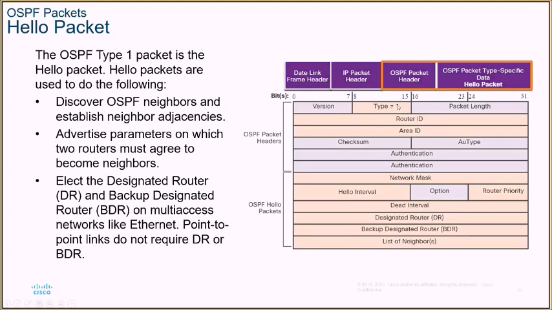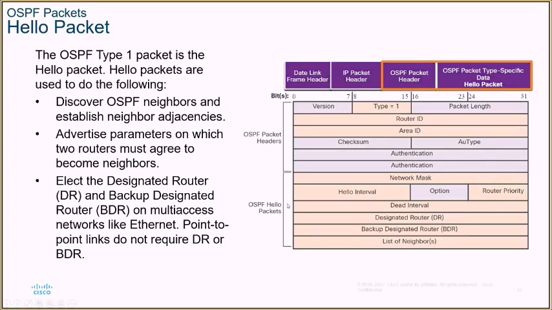As you can see, type 1 means it's a hello packet. Then an area ID, and remember we'll talk about multiple areas. If we're talking about single area OSPF, that will be 0. Then you can have checksums and authentication types and authentication fields in the header as well. The checksum is just to find errors. The authentication type says what type of authentication is going to be used.